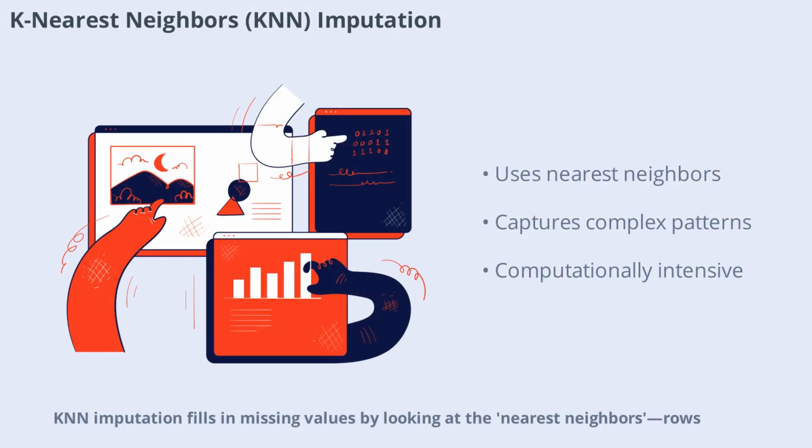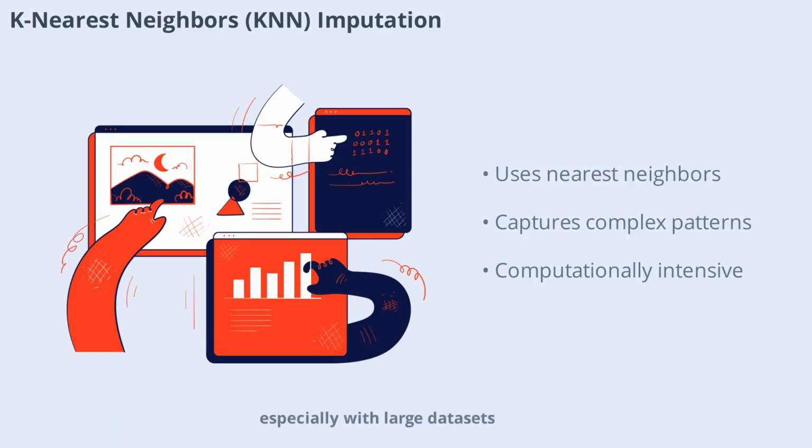KNN imputation fills in missing values by looking at the nearest neighbors, rows in your dataset that are most similar to the one with missing data. The missing value is then estimated based on the values of these neighbors. KNN can capture complex patterns, but it can be computationally intensive, especially with large datasets. It's a flexible method that works well when data is missing at random.